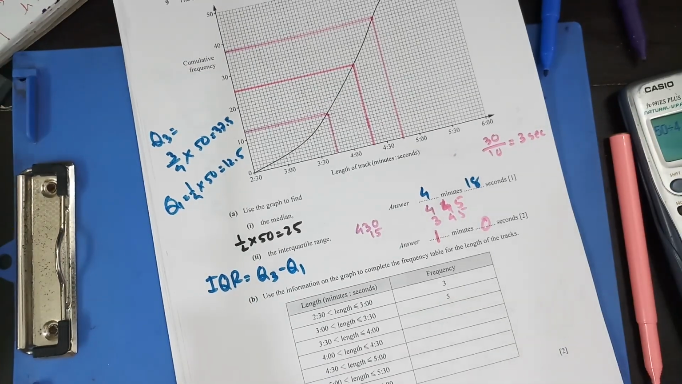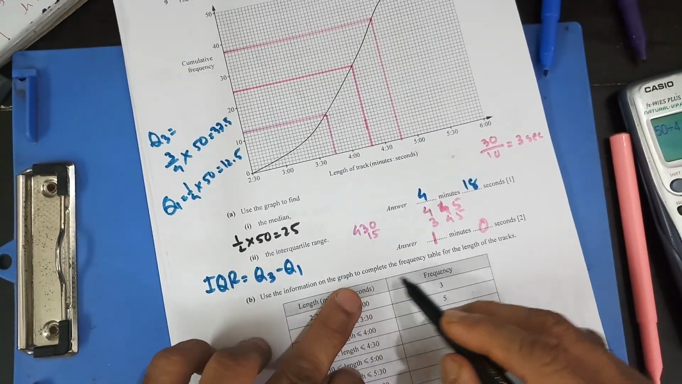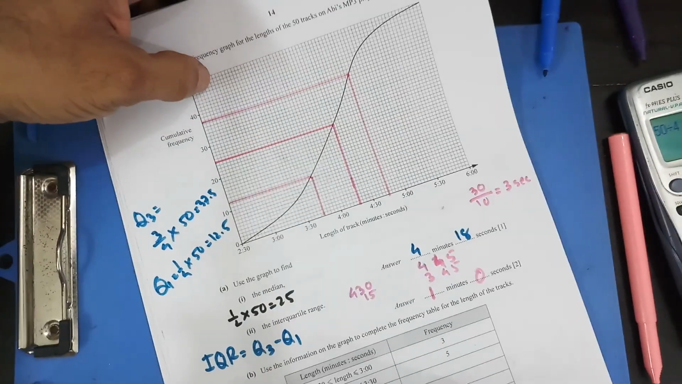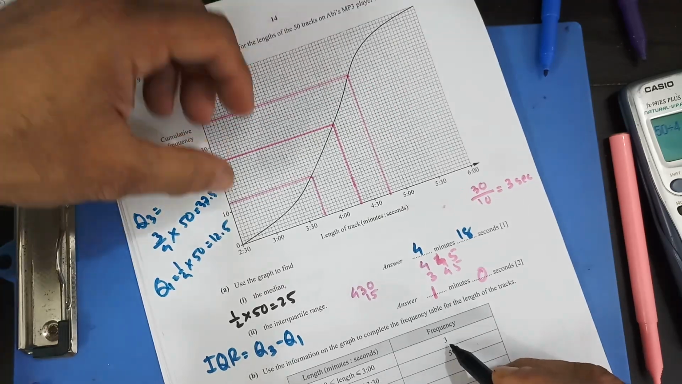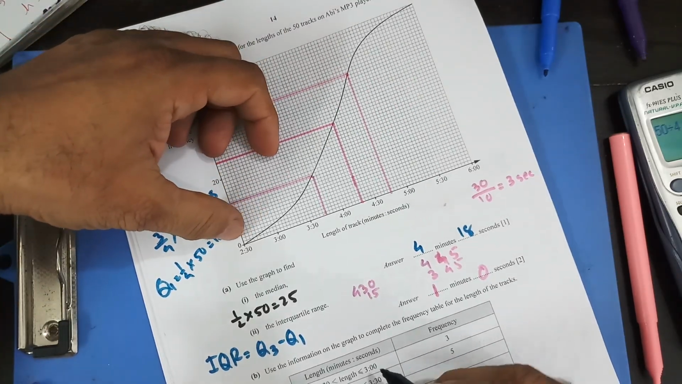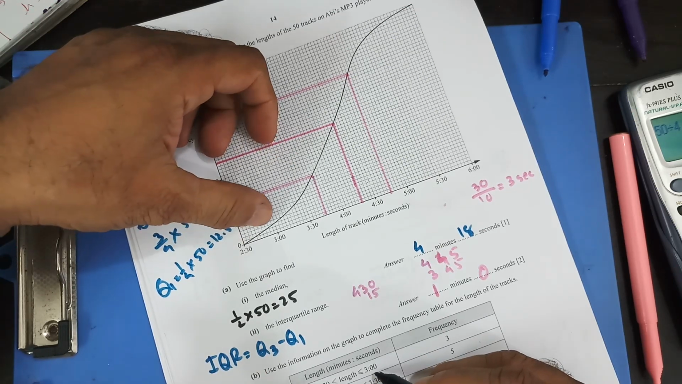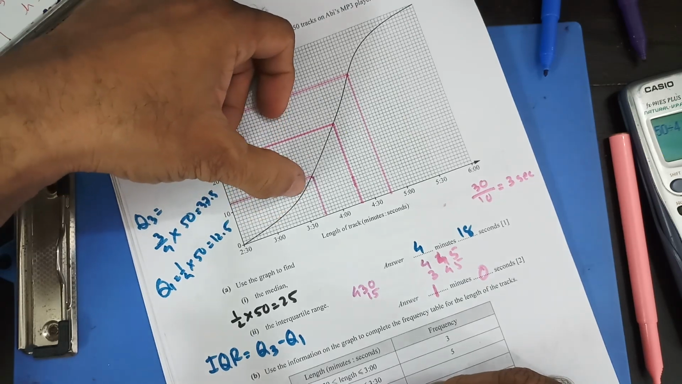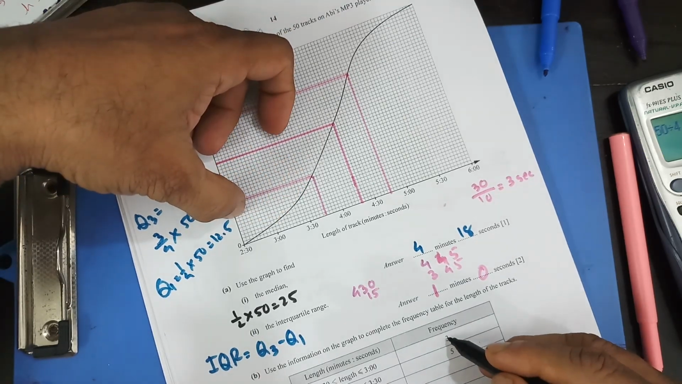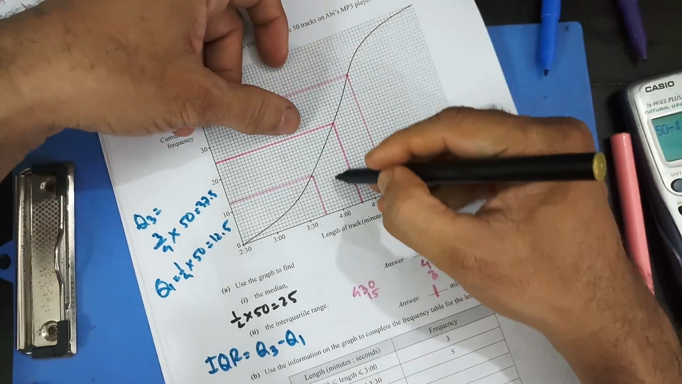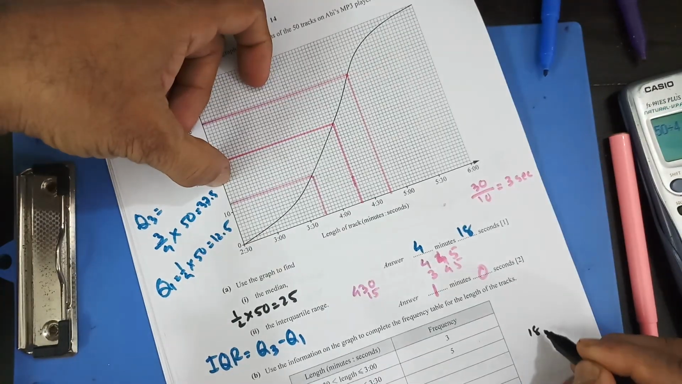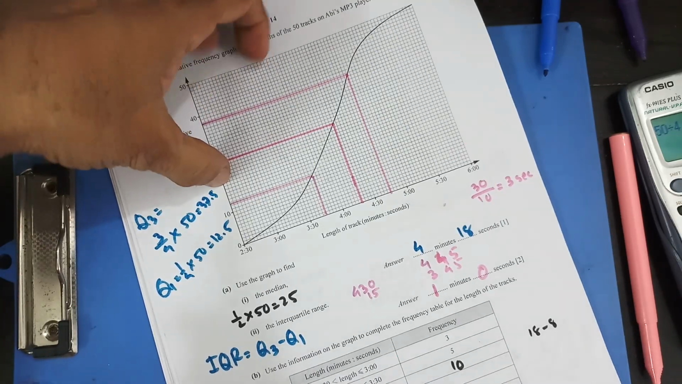All right, now this one: use the information of the graph to complete the frequency table for the length of the tracks. 2 minutes 30 seconds to 3 minutes, that's 3. So the upper bound over here is 3 minutes, so 3 minutes is 3. Then 3:30 is 8. So 8 minus 3 is 5. So 4 minutes, I'm having here 18. So 18 minus 8 is going to be 10.